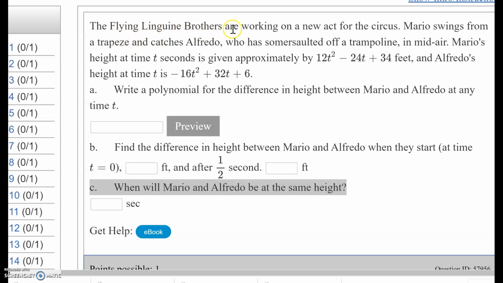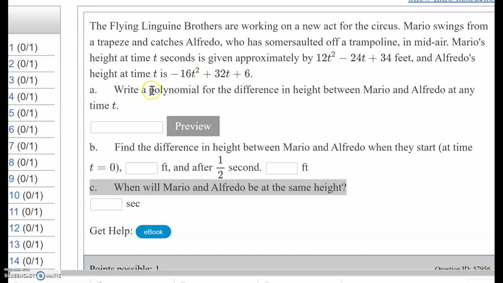The Flying Linguini brothers are working on a new act for the circus. Mario swings from a trapeze and catches Alfredo, who is somersaulted off a trampoline in midair. Mario's height at time t seconds is given approximately by 12t squared minus 24t plus 34 feet, and Alfredo's height at time t is negative 16t squared plus 32t plus 6.